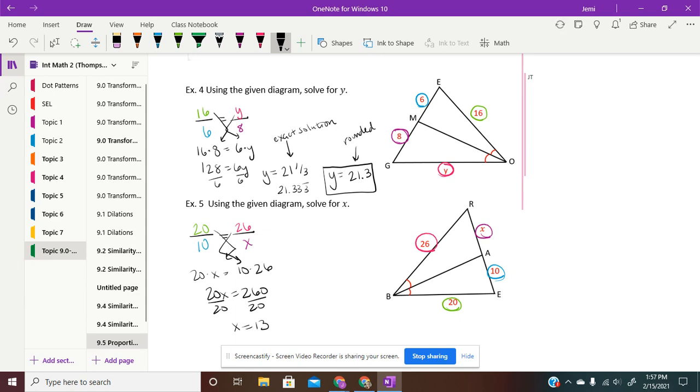So this one comes out nice and perfect, which makes a lot of sense. So x is 13. If I were to look at this proportion here, this is a 2 to 1 ratio. So it would make sense that 26 is twice as big as x.